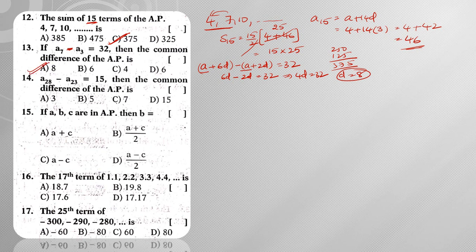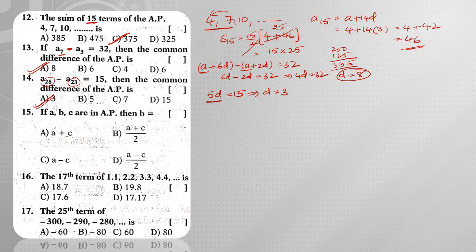Next, a28 minus a23 is equal to 50. Simply, you can observe from this directly what is the difference: 28 minus 23. So 28 minus 23 is nothing but 5. So directly write 5d, so 5d is equal to 15. So from this d is equal to 3. Hence the common difference is 3.